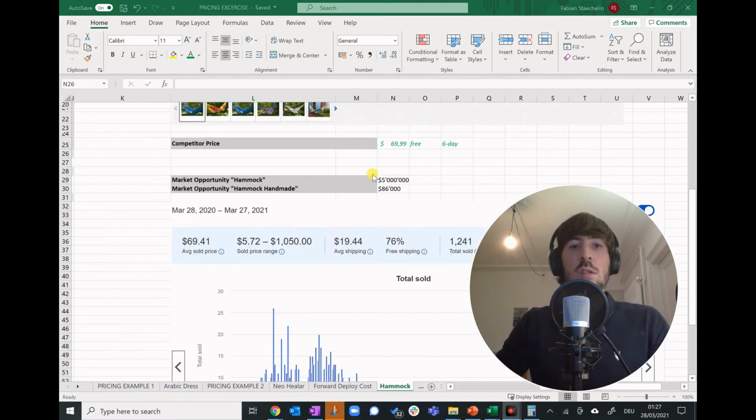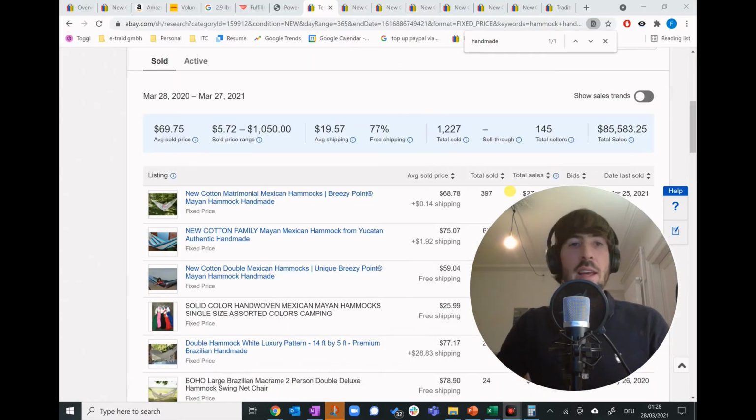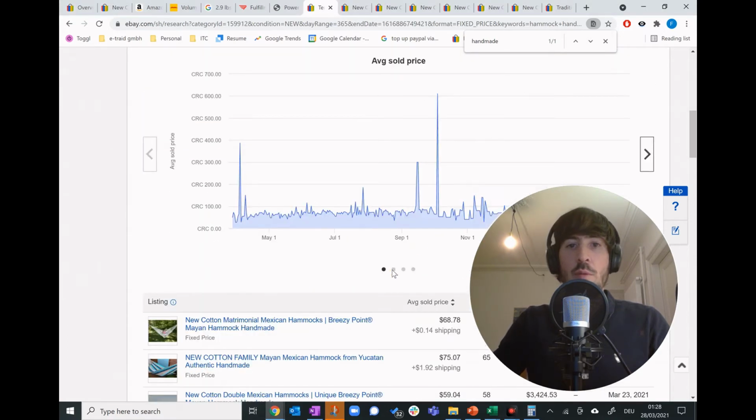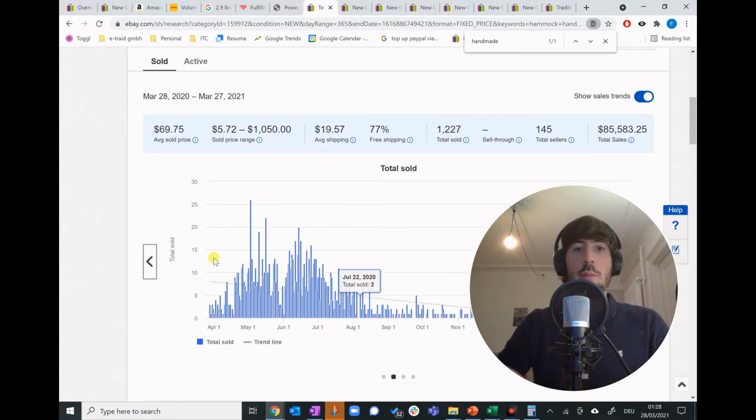I also usually grab a screenshot of the seasonality data. In this case, it shows us that right now in March, this is where the hammock season begins and it peaks out in about May. So this is a good time to start listing hammocks. I can find the seasonality data on Terapeak by clicking here on sales trends and by moving over here to the total sold per month.